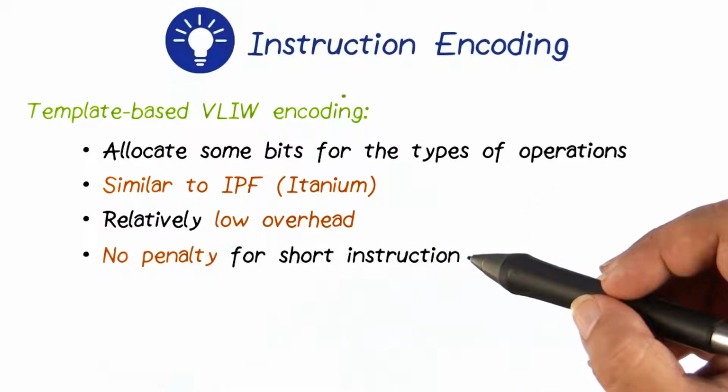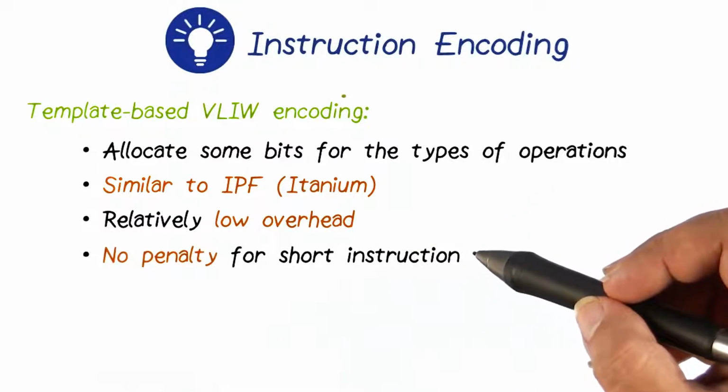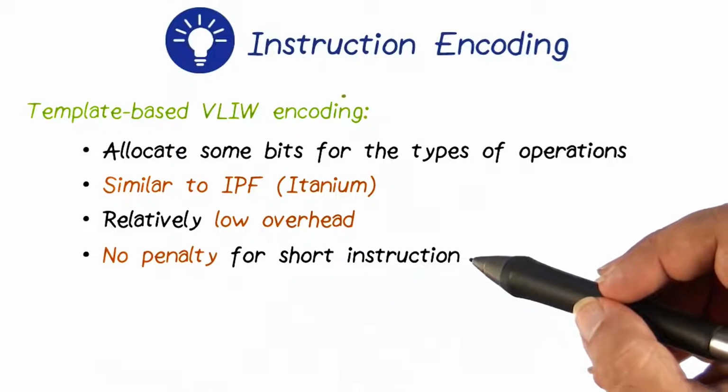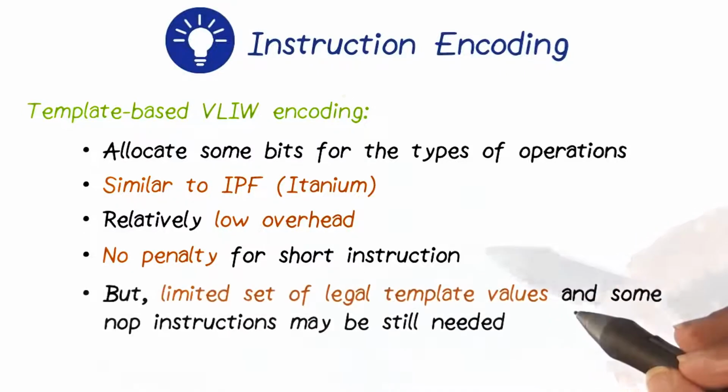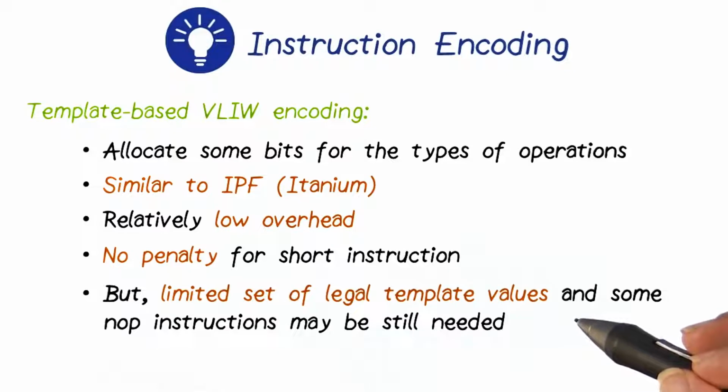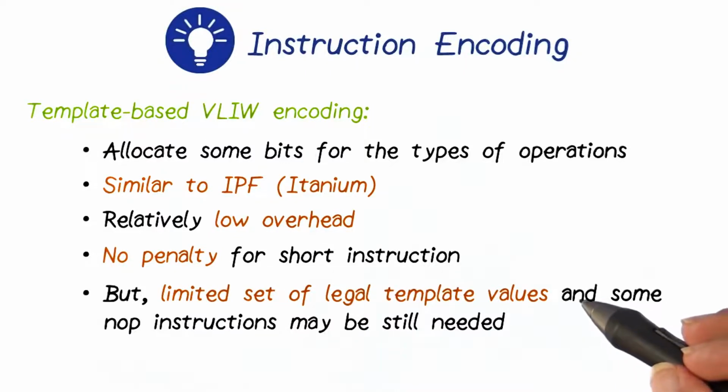Another advantage is there is no penalty for short instructions, unlike the fixed overhead encoding, in which you have to keep that mask even for short encodings or short instructions. So what's the catch here? The catch is we have only a limited number of legal templates. And if you cannot use a template, then what you've got to do? You've got to generate a no-op.